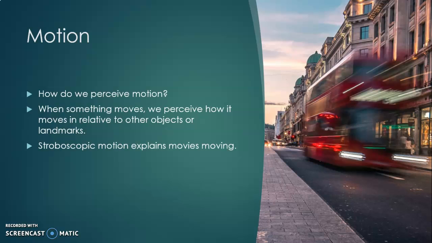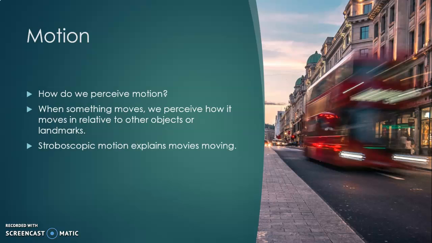Motion is relatively simple. You perceive motion based on how something moves in comparison to other objects. For example, if you're riding on a bus, you know which direction you're going based on the objects and landmarks outside of the bus getting closer or further away. This helps us differentiate if we're moving or the world around us is moving.